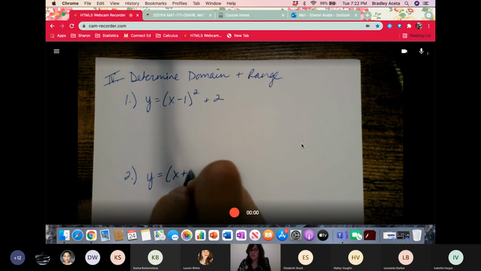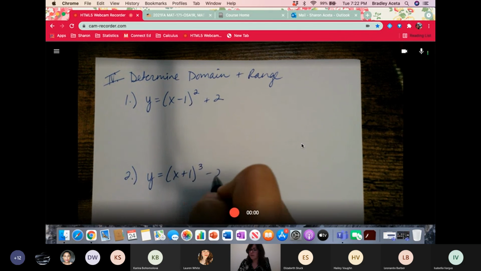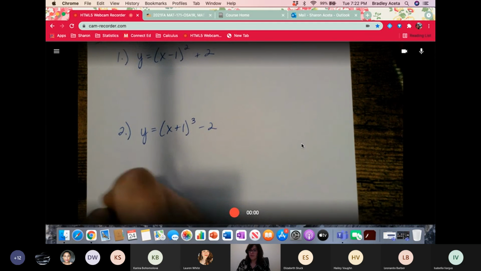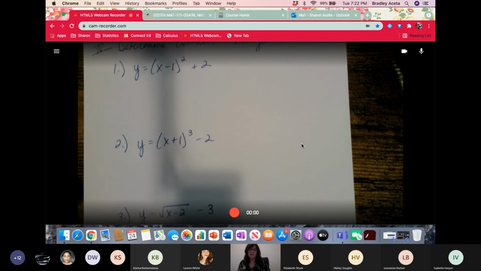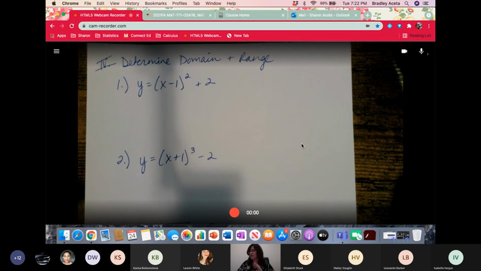Y equals (x plus 1) cubed minus 2. And then I'll do one more. Y equals square root of (x minus 2) and then minus 3. Okay, and this is just going to give us good practice again.